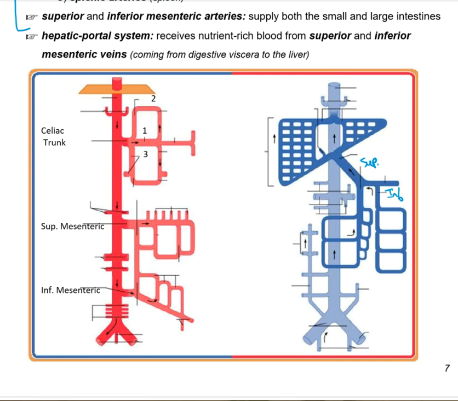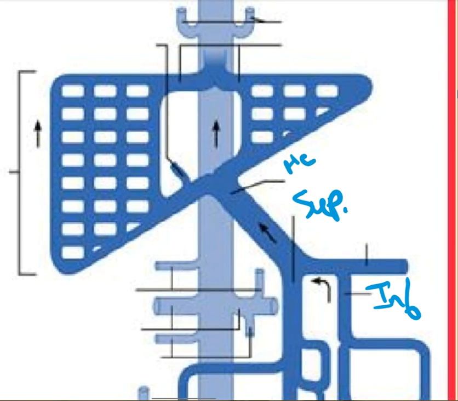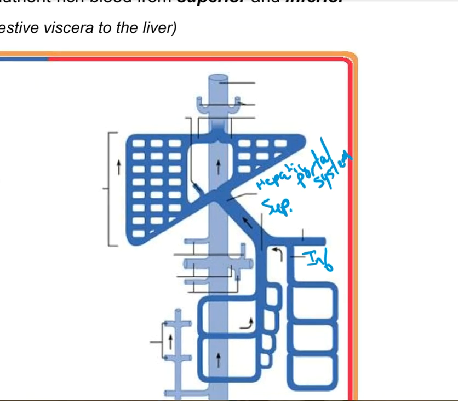Then it goes to the hepatic portal system. And the hepatic portal system then will take all of that new food and nutrients that we just got into our body, and it will take it into the liver. And this is the liver right here, this big triangular thing. And then we can start processing it.